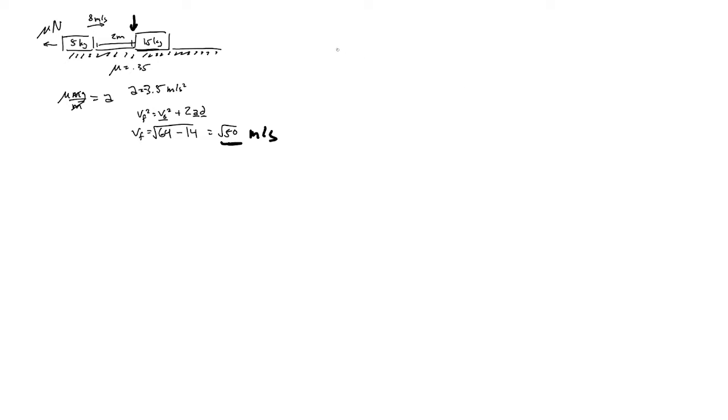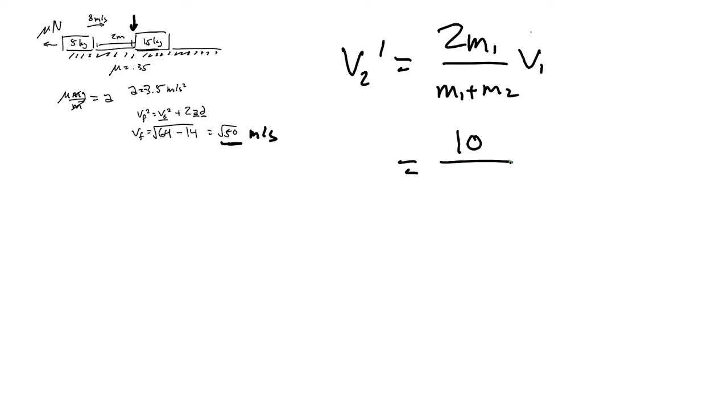So remember our formulas, which is that our second velocity, final, is going to be equal to 2m1 over m1 plus m2 times your v1. So this is going to be equal to 2m1. Your first mass is 5, so this is going to be 10 over m1 plus m2. That's 5 plus 15, which is 20, times v1, which is square root of 50. So that's going to be your v2 prime. And that's going to give you 1 over 2 square roots of 50.